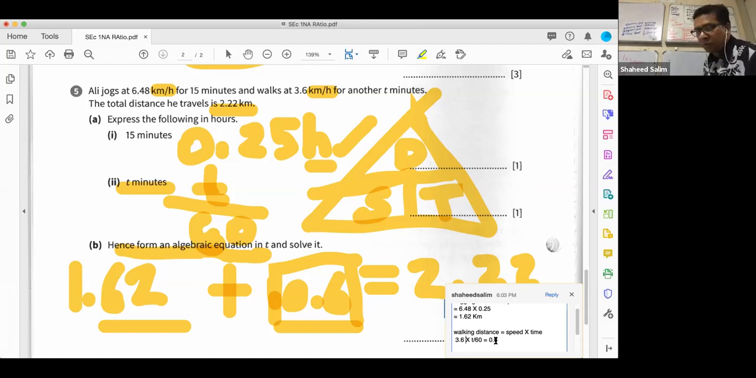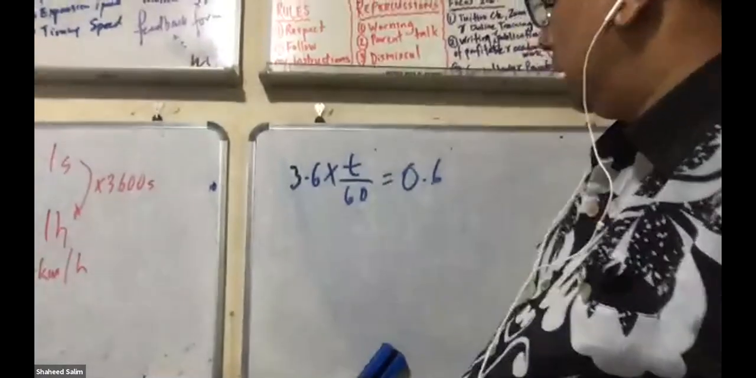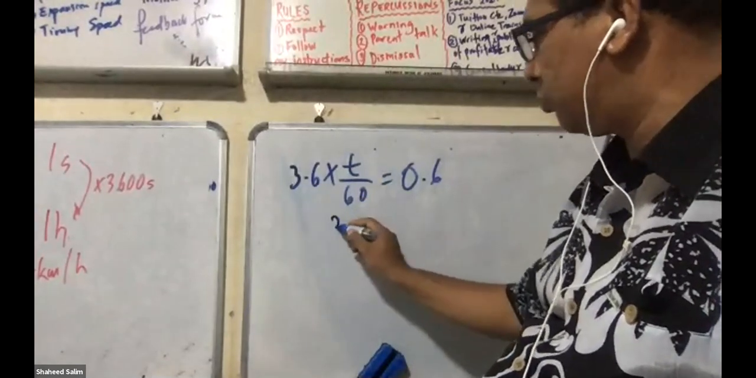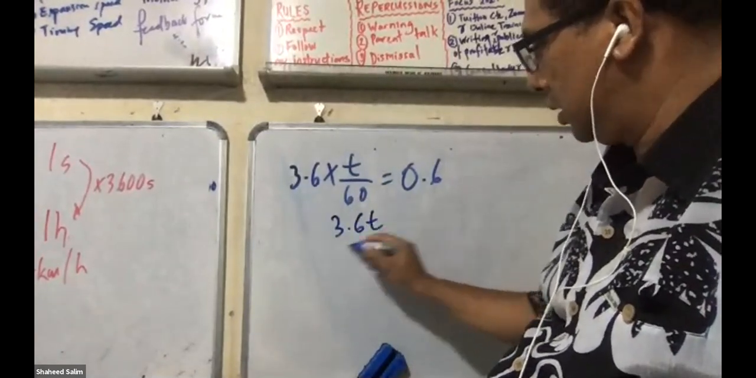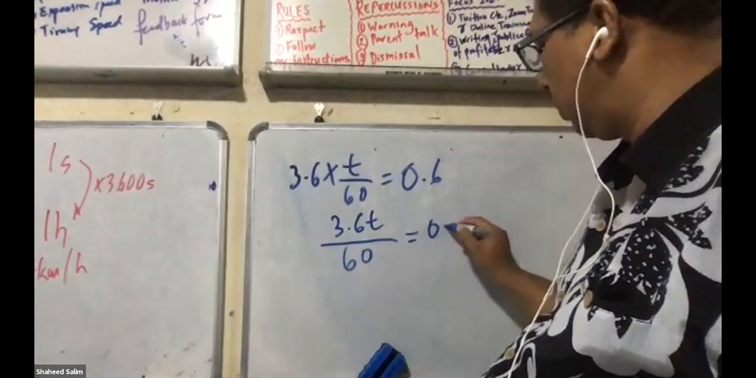I'm just going to write it step by step. 3.6 times T/60 is equal to 0.6. You have to understand this one here. If you understand this, then you're supposed to do this. Now, 3.6 times T is 3.6T over 60 equals 0.6.